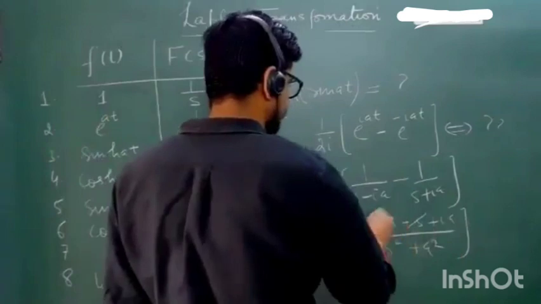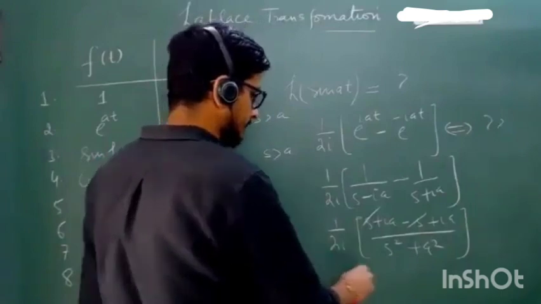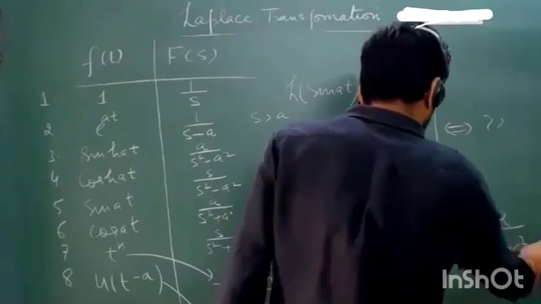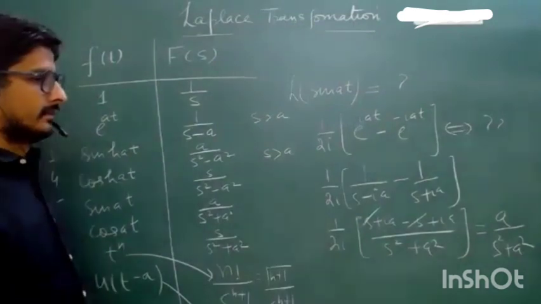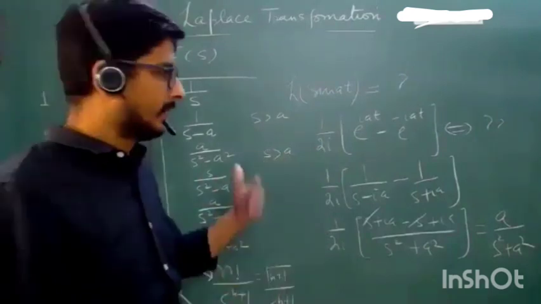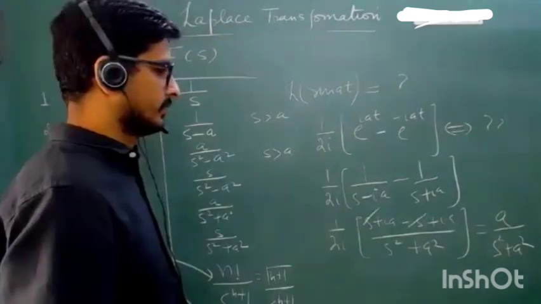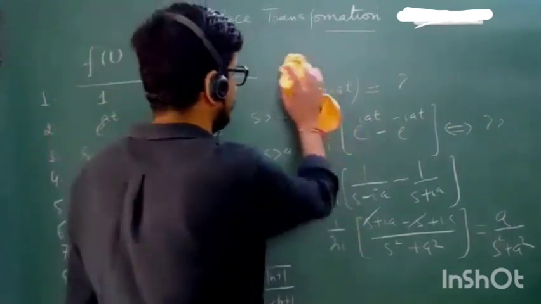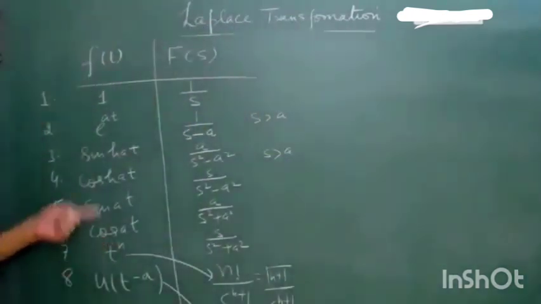This will be cancelled, and you will get 2ia, which will be cancelled from here. So you will get a by s square plus a square. So if you are open to mathematics, you know the basic formulae, basic rules and calculations, you can go. No problem. This one is okay? Yes, sir. So now we have done up to this. We know up to this.